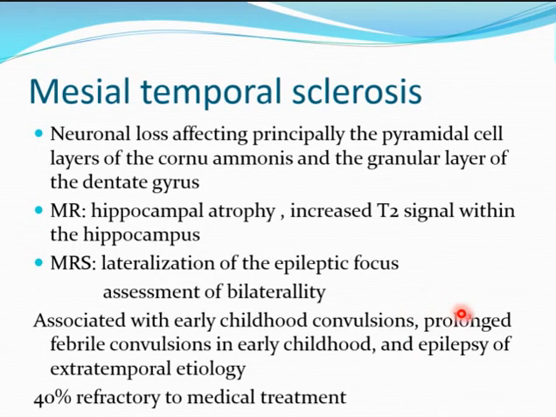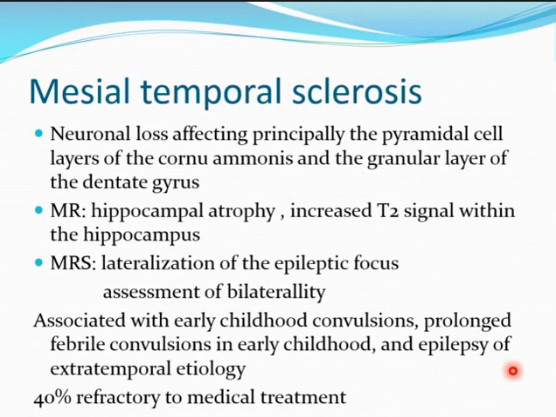Regarding MTS, there is neuronal loss affecting the pyramidal cell layers of the cornu ammonis and the granular layer of the dentate gyrus. That's the parahippocampal gyrus. You have abnormalities there. So on MRI, there will be hippocampal atrophy and increased T2 signal within the hippocampus, and MR spectroscopy helps you in lateralization of the focus. You can tell the surgeon, is it from the right side or is it from the left side? Okay?